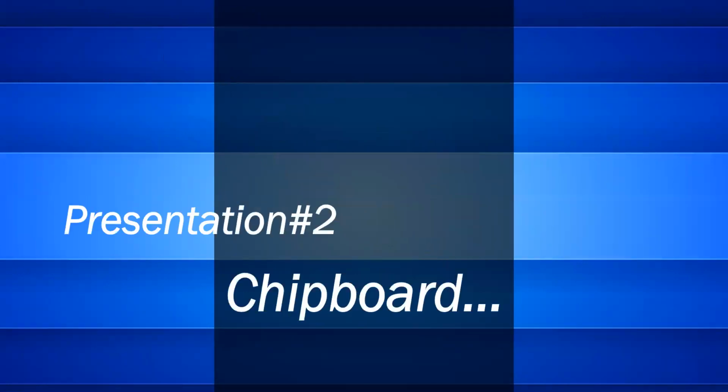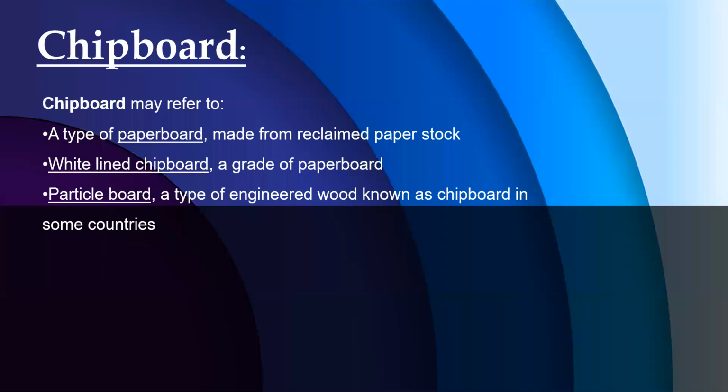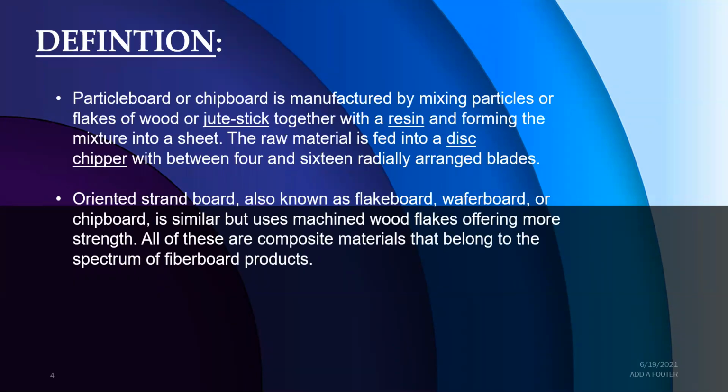This is presentation 2 and its topic is chipboard. So what is chipboard? A type of paperboard made from reclaimed paper foam. White line chipboard, a grade of paperboard. Particle board, a type of engineered wood known as chipboard. And next, definition of chipboard.